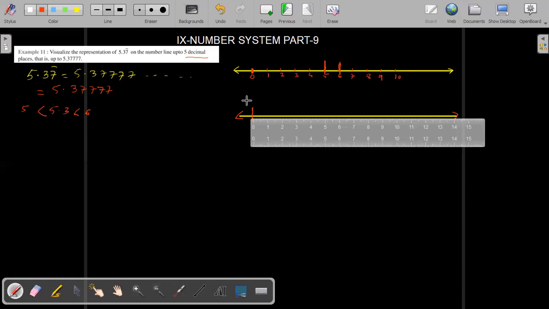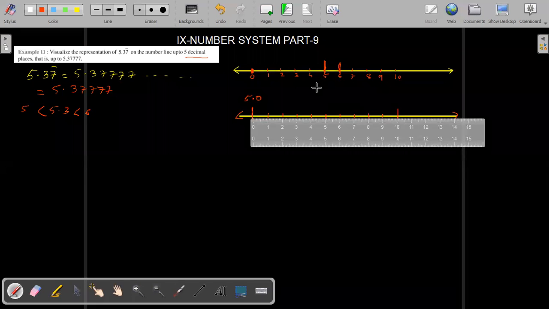This will be your 5.0. Now after the decimal we will write 5.0, and this is your first part, second, third, fourth, fifth, sixth, seventh, eighth, ninth, and 10th part. So the last part you can make bigger.